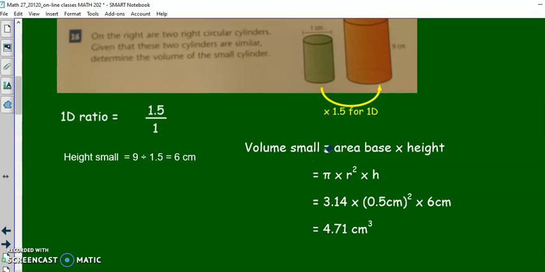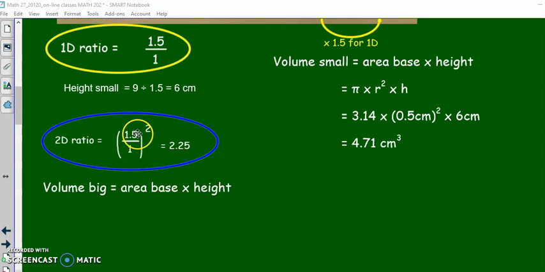But there's another way. We could have used the 2D ratio. How would we do that? The 2D ratio would be the 1D ratio squared. So I just square the 1D ratio, which was 1.5 over 1, and get 2.25.